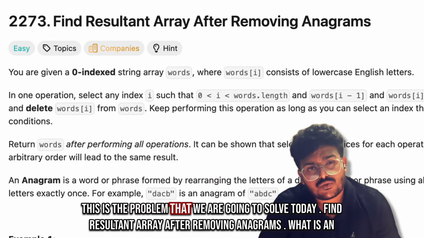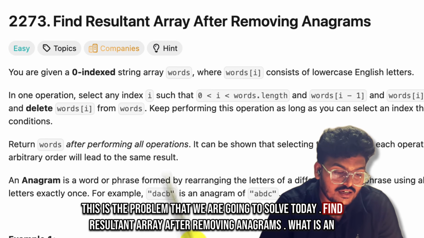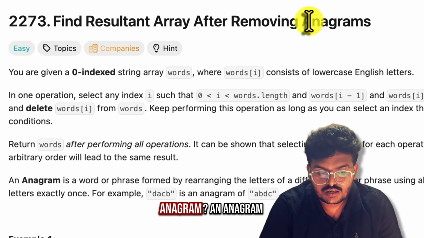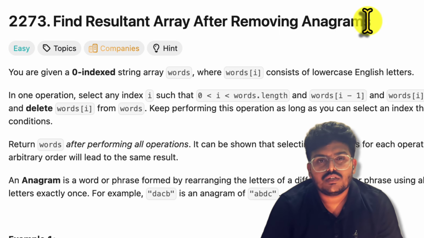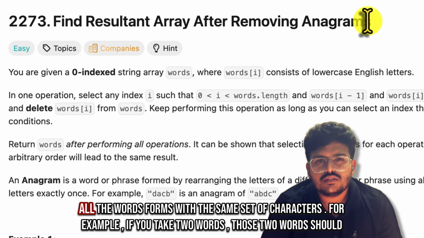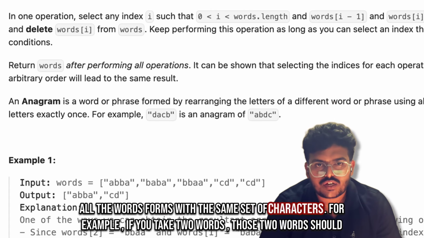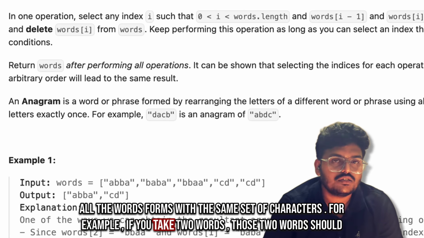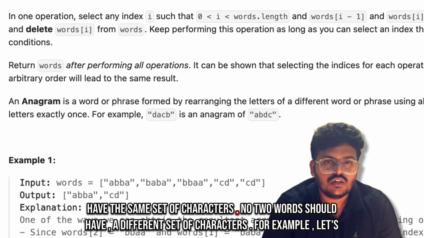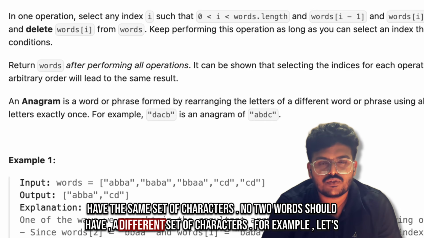This is the problem that we are going to solve today. Find resultant array after removing anagrams. What is an anagram? An anagram is a set of words where all the words form with the same set of characters. For example, if you take two words, those two words should have the same set of characters. No two words should have a different set of characters.